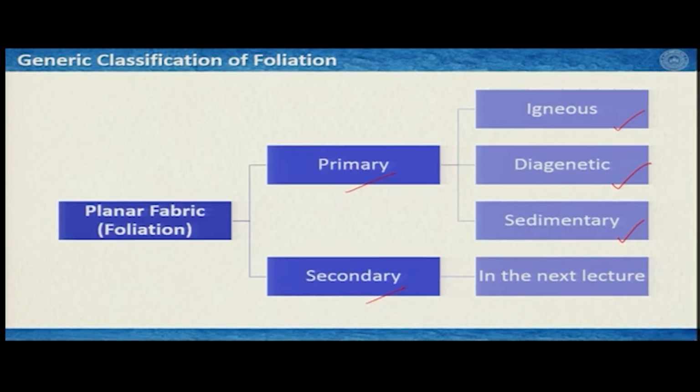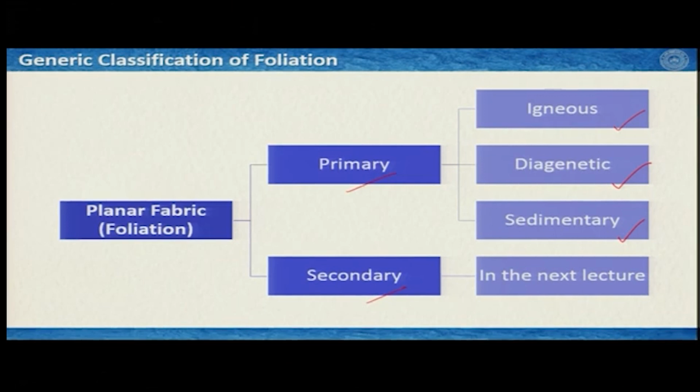So, let us have a look at what primary foliation is. As the name suggests, primary foliations essentially develop during the genesis of the rock, or when the rock is taking its birth. If it is associated with igneous rock, formed during the formation of the igneous rock, then we call it primary foliation in igneous rocks. If it is associated with diagenesis of the sedimentary rocks, then we call it diagenetic foliation, and if it is associated with sedimentary rocks, we call it primary sedimentary foliation.